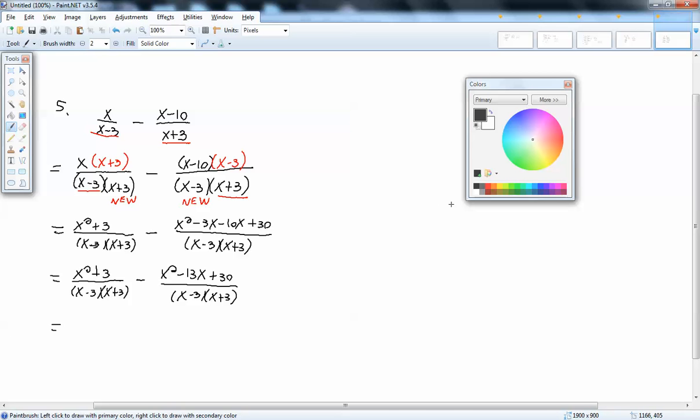Now remember, if you have a negative out in front of your fraction, this negative flips the sign of everything on top. So when we merge these into a single fraction, we're going to have X squared plus 3 minus X squared plus 13X minus 30, all over our denominator.